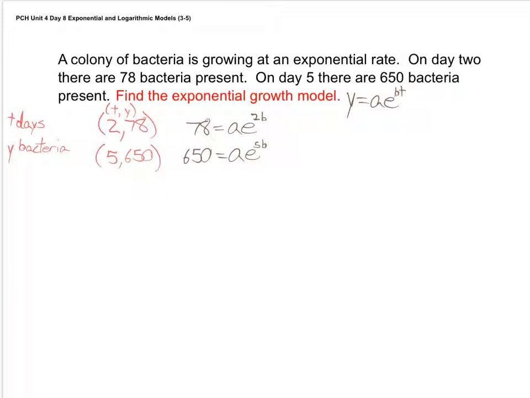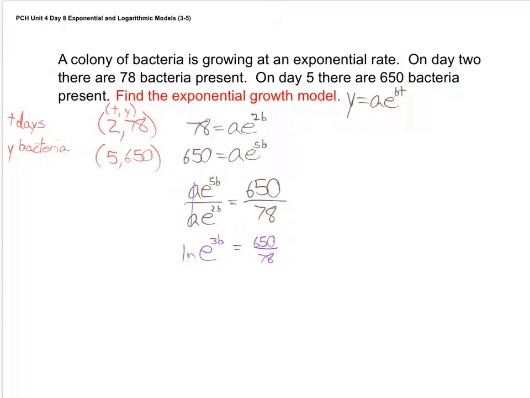I'm going to use the proportion method just because that's the one I prefer: A e to the 5b over A e to the 2b. I always put the bigger exponent on top so it reduces nicely. Since 650 corresponded to day 5, it goes on the top on this side, and 78 is on the bottom. So there's our proportion. We do this because now the A's cancel, and this is e to the 3b power equals 650 over 78.